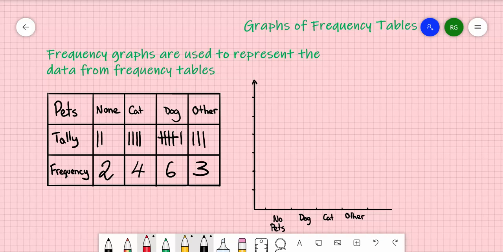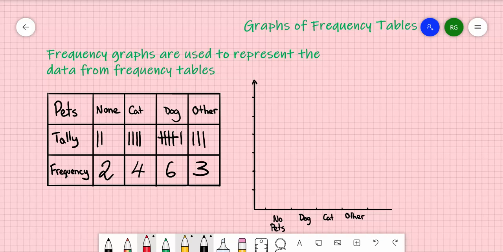A reminder too that it's really important that you write down as many notes as you can or copy what I'm putting down on the screen so that it's a really good reference point for you later when you're trying to remember what a frequency table or a frequency graph is.